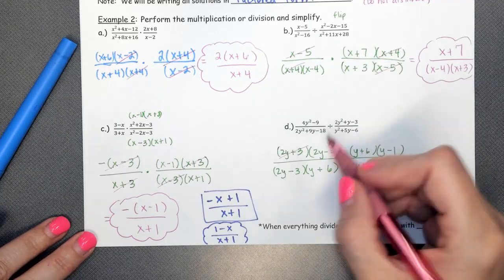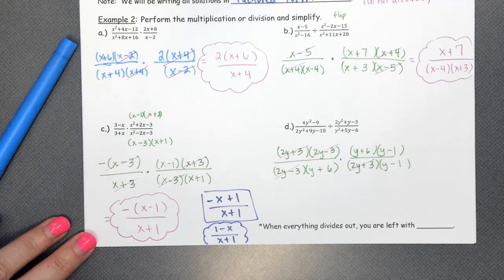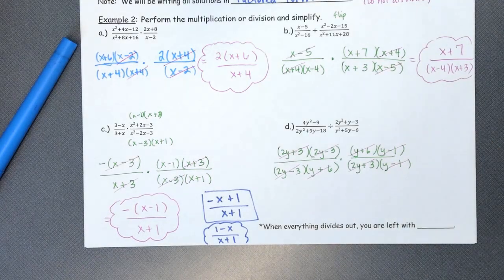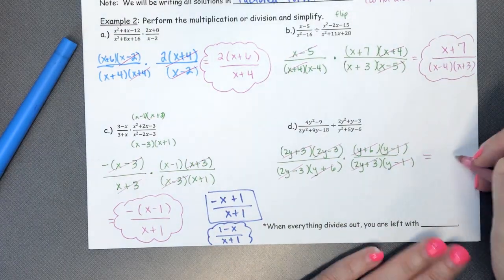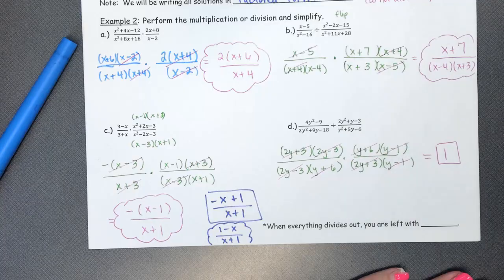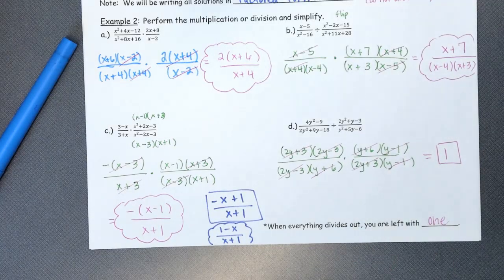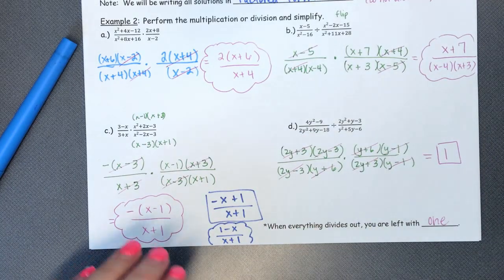Remember using one slash so we can still see underneath. And then in this one, they all canceled out. So what are you left with? 1. Because remember, they're all being divided. If everything divides out, you're left with 1, not 0. It's everything divided by itself, and that's why you are left with 1.